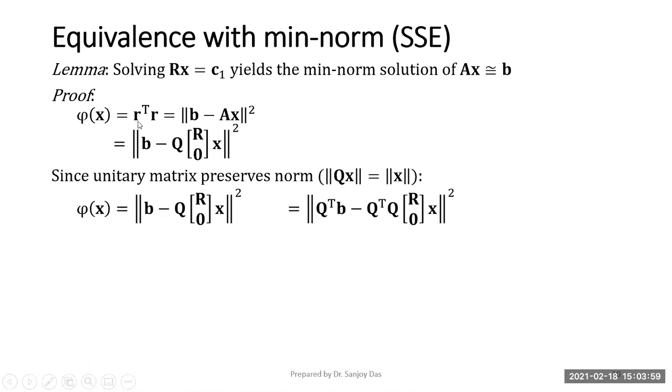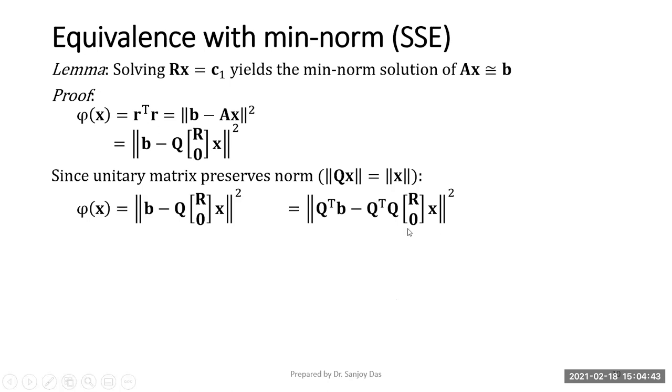So what I'll do is pre-multiply this vector with Q transpose. Instead of Q, you can pre-multiply with Q transpose. If Q is unitary, then Q transpose is unitary too, right? So pre-multiply this with Q transpose, and it would preserve the norm because Q transpose is a unitary matrix. So that's what I do. Phi of X is this. I pre-multiply the vector inside with Q transpose, so I have the squared norm of Q transpose B minus Q transpose Q R0 X.